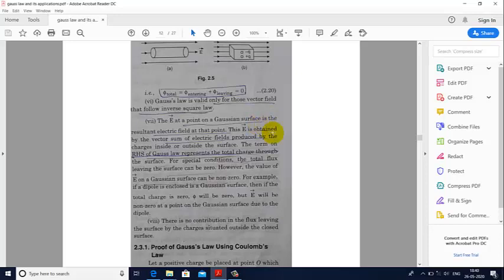Okay. So there is an example of dipole. If a dipole is enclosed in a Gaussian surface, then if the total charge is 0, phi will be 0, but E will be non-zero at a point on the Gaussian surface due to the dipole. Well, if there are charges situated outside the Gaussian surface, then they won't contribute in the flux. Okay, they will not be considered in the formula for Gauss law.